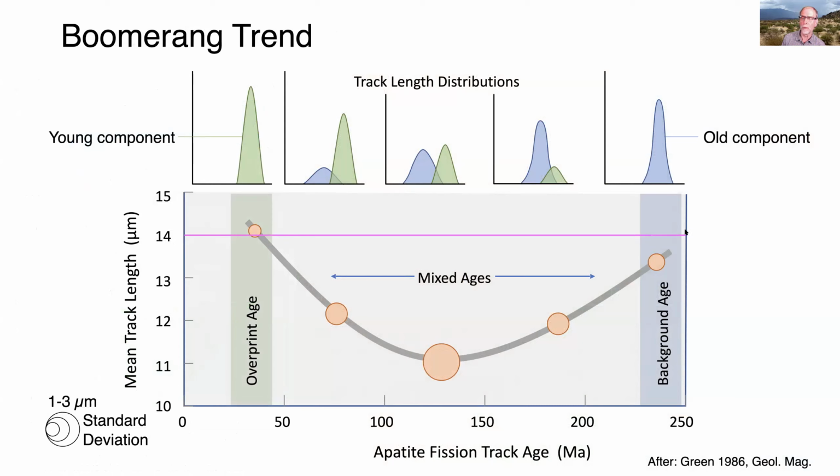The Boomerang Trend is quite important for this argument, and it shows essentially the pattern you get. It's a mixing line between an older background age here and a younger event, and the intermediate ages here have no geological significance, but are mixed ages made up of two different length components, the progressive loss of the old component and the increase of the young component, characterized by bimodal track length distributions in the middle. The only ages that have really geological significance, in the sense that something happened at the time of the apparent age, are these ones where the mean track lengths get up around 14 microns.